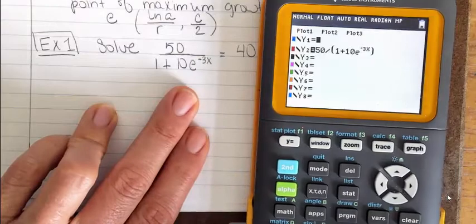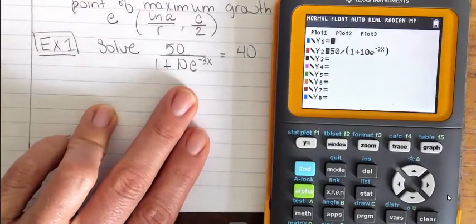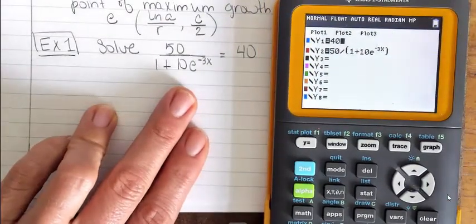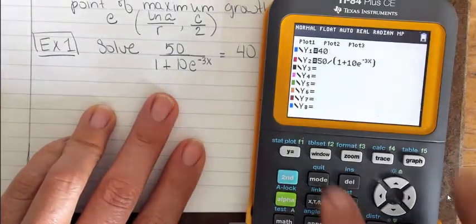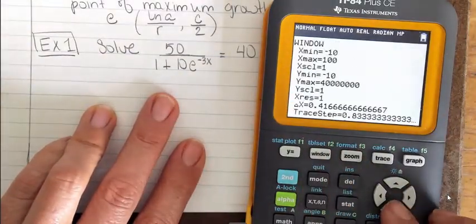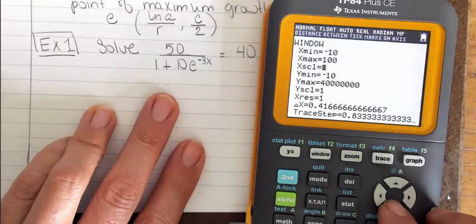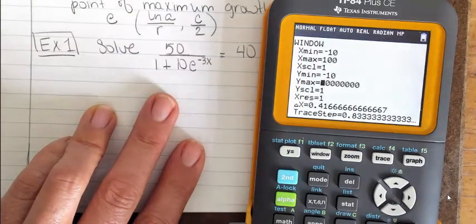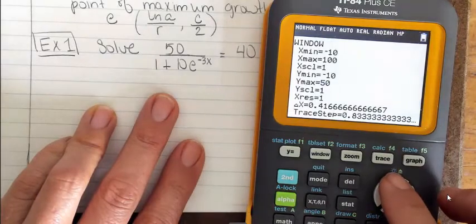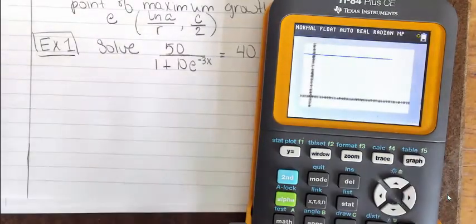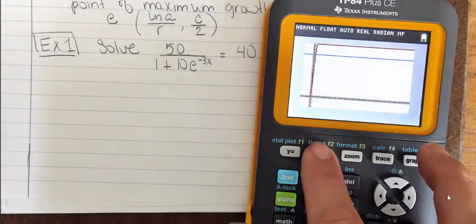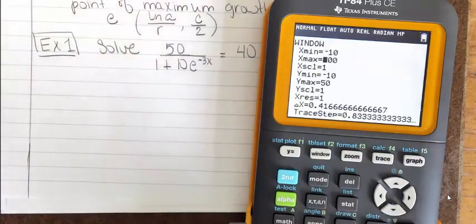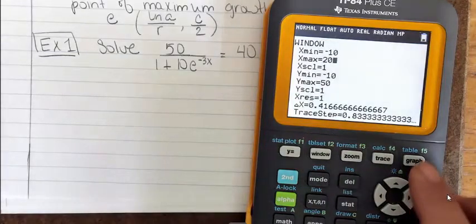Oh, I made that y2. I don't know why I was already on Y2. That's fine, I'll switch them around. So then my Y1 will be 40. And I'm going to make sure that my window goes up to 40, which right now goes up to a lot. Let's go, how about 50? And let's see what that graph looks like. Okay, my X values are way too much. I can shrink my X window down to, let's go 20.